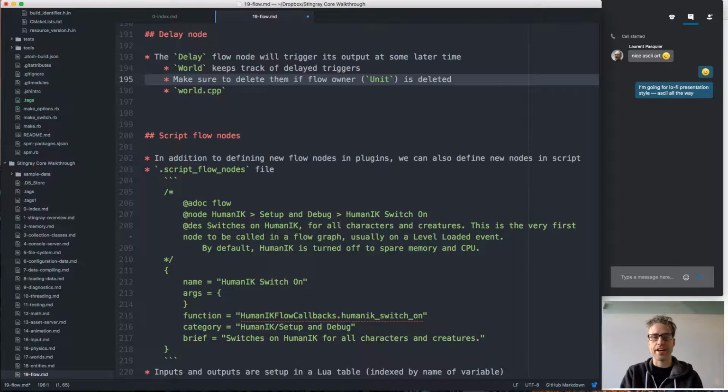We need to take some care so that we delete these delayed events if the flow that owns them goes away. So if the unit, for example, is deleted, we shouldn't trigger a delayed flow event into that unit's flow because that unit's flow won't exist anymore. So this is all handled in the world update.